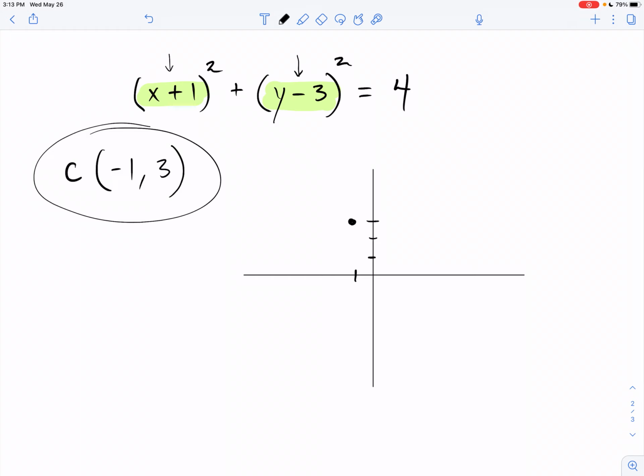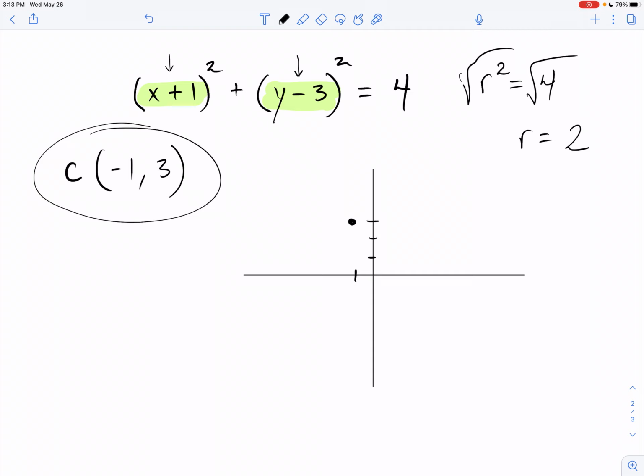Anyway, 1 to the left, 1, 2, 3 units up, there is the center of my circle. Now, just like we did with the last one, r squared would be equal to this 4. I would take the square root of both sides. R equals, now it's a positive thing because it's a radius, so we don't say plus or minus 2, we just say 2 units.